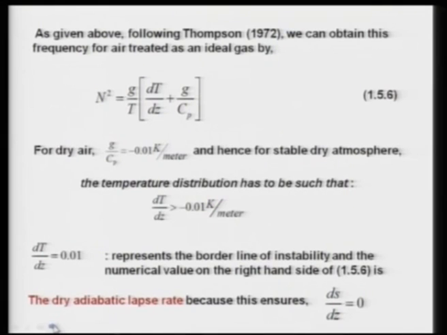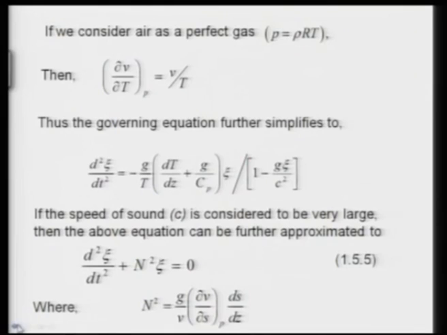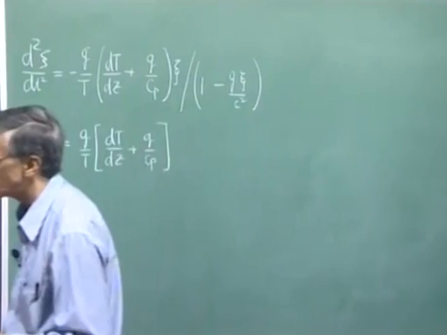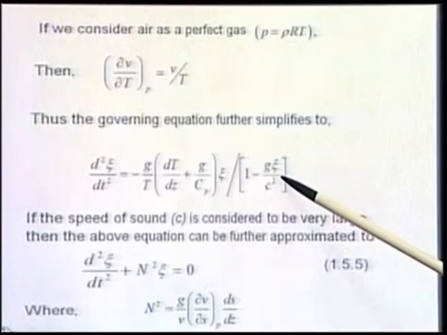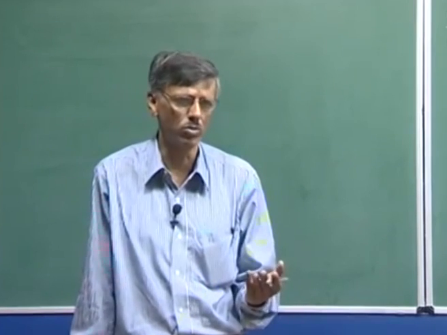Now, there is one more thing that I would like to point out to you, that when we wrote this equation down, we would get this kind of an equation if we consider C to be very large. Okay. C is the speed of sound, and if you are considering the ambient air to be incompressible, then the assumption is that C goes to infinity.